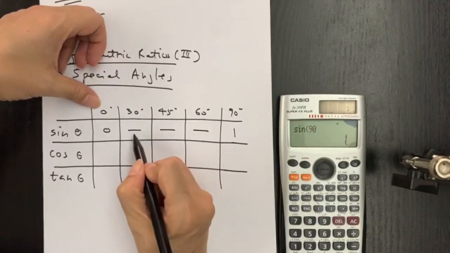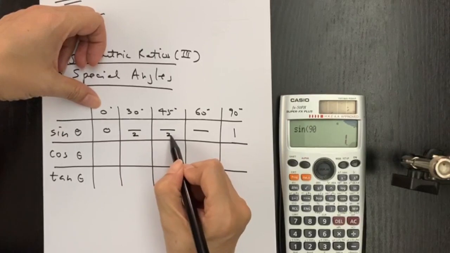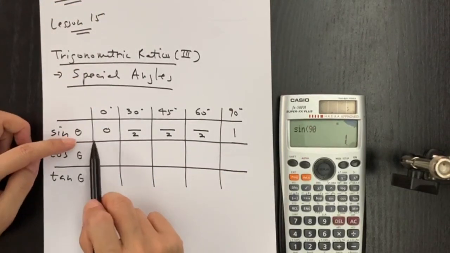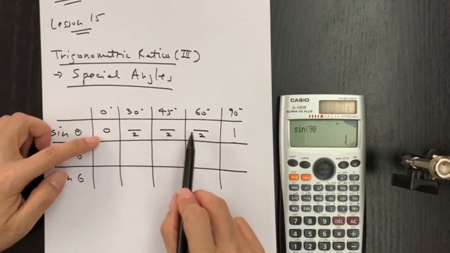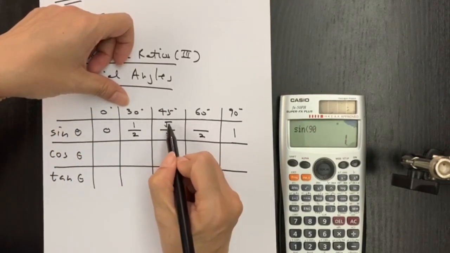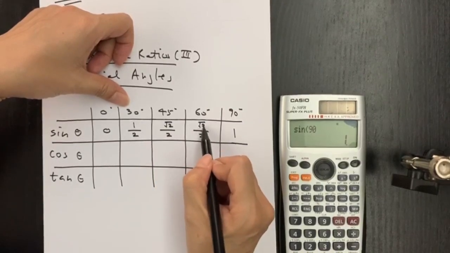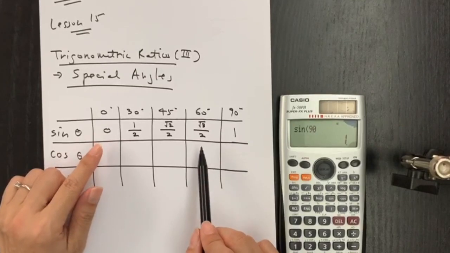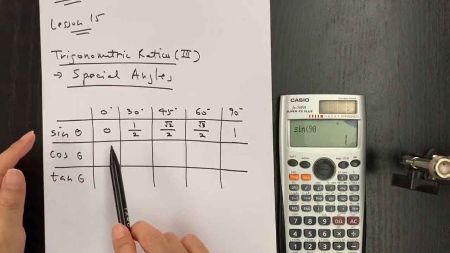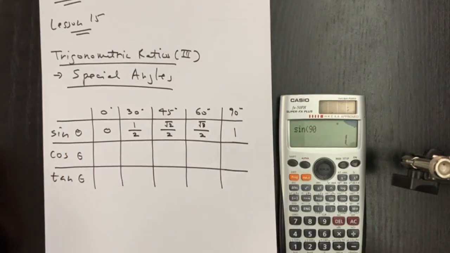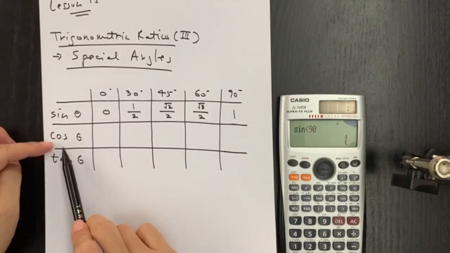So for sine, we always have this divided by 2, divided by 2. Okay, and since sine theta is increasing in this way, we have this 1, and this is root 2, and this is root 3. If you follow this pattern, I think it would be easier for us to remember the value of sine for these special angles.